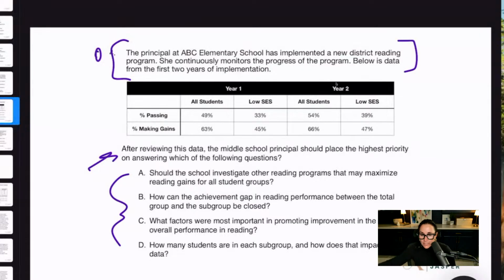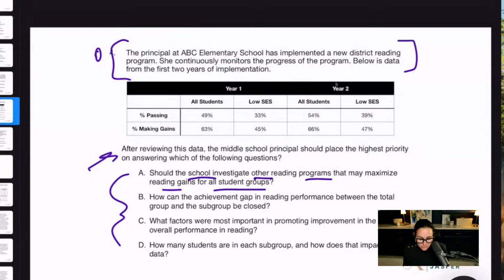That's why you think like a test maker. Start with the answer choices. I guarantee a lot of times you don't even have to look at that data, right? Let's start. A, should the school investigate other reading programs that may maximize reading gains for all student groups? I love the term all student groups. All means all, making sure we're moving all students. Not a bad answer choice. Nothing red flaggy in this. I'm going to leave it.